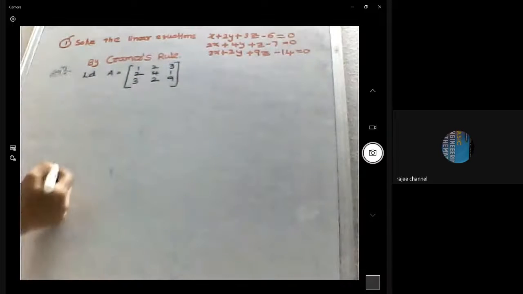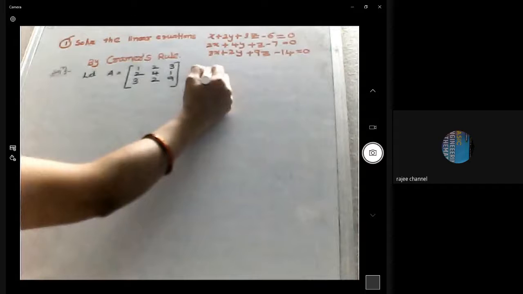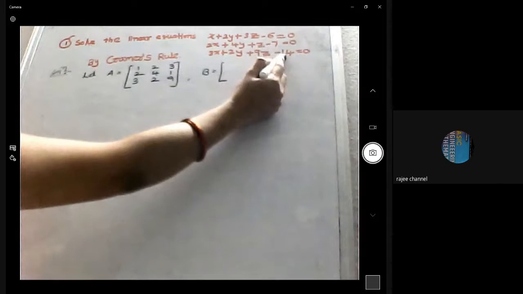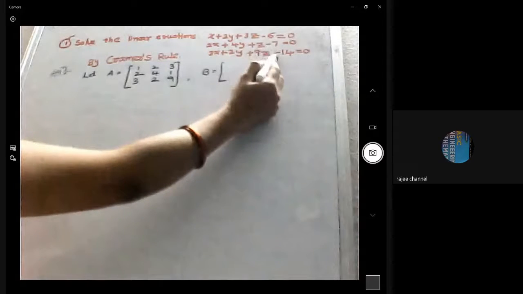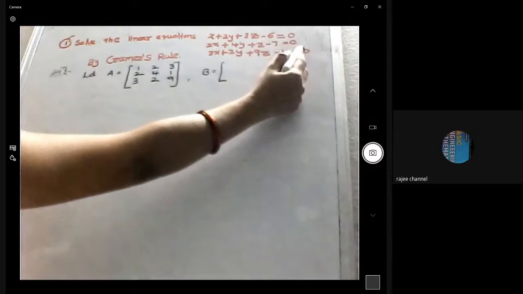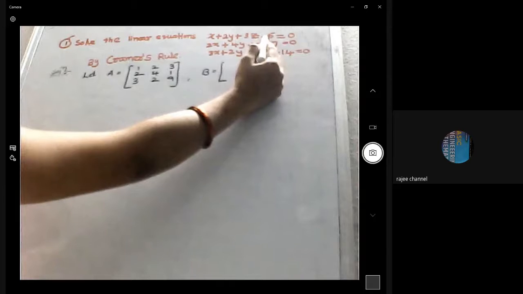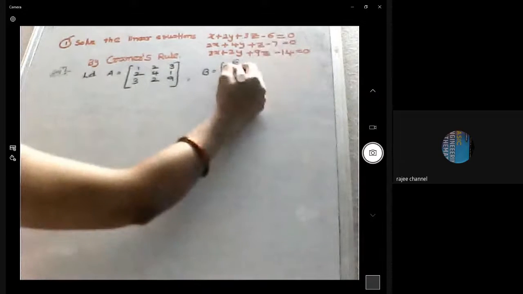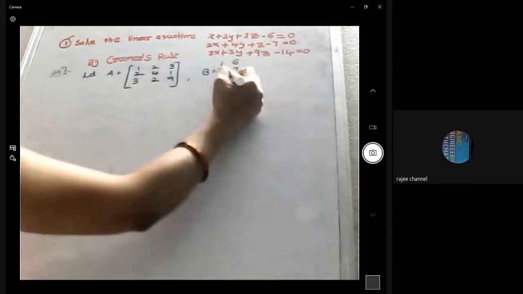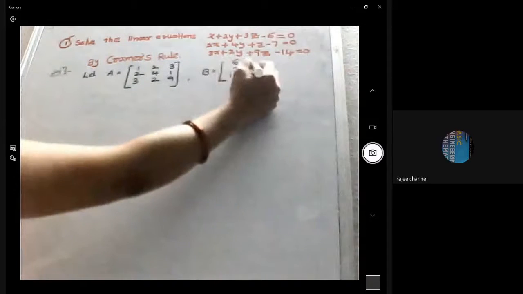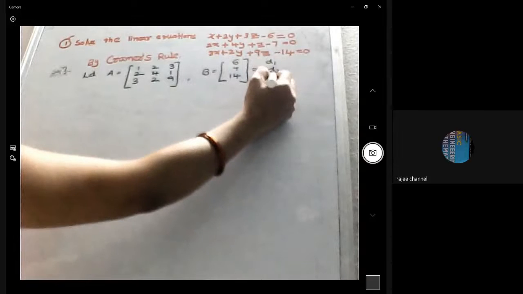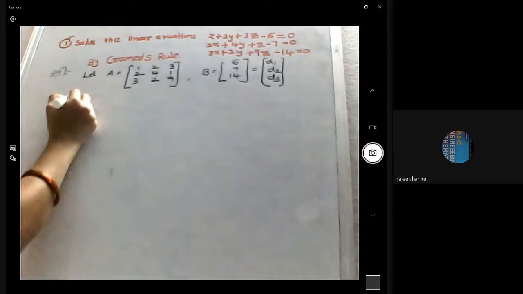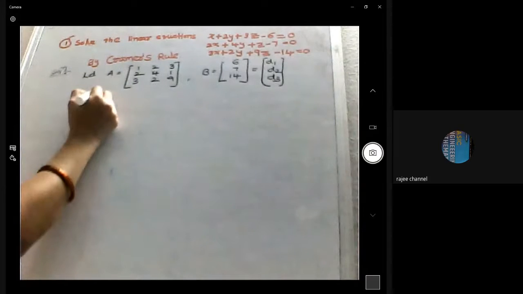That is the A matrix we take. Next, we take the constant matrix. Here minus 6, minus 7, minus 14 are on the LHS. If they go to the RHS, the signs change. So minus 6 changes to plus 6, minus 7 changes to plus 7, minus 14 changes to plus 14. These are the constants D1, D2, D3 values. Now we find delta. Delta equals determinant A.